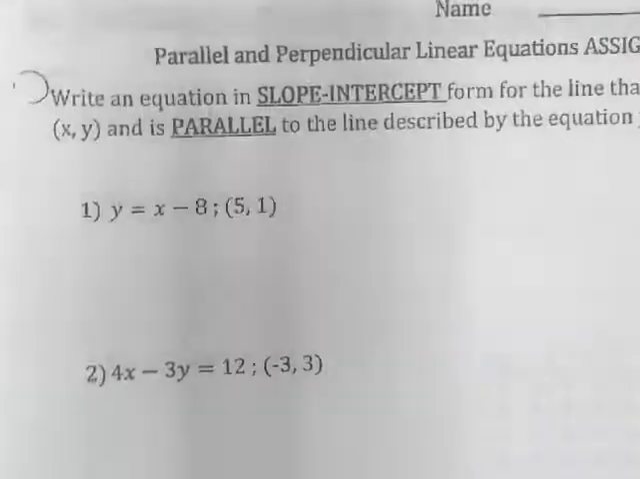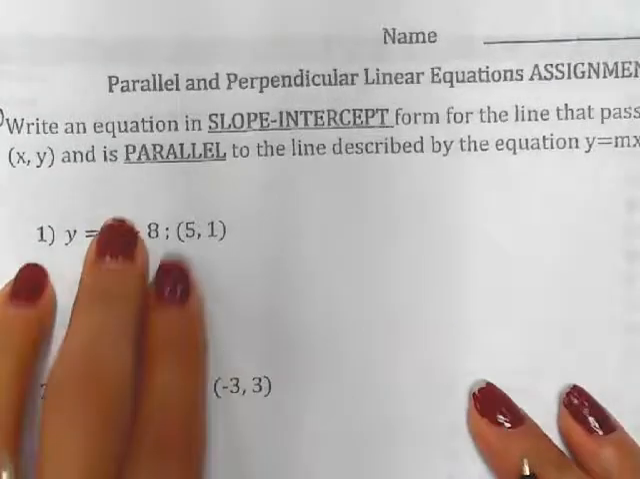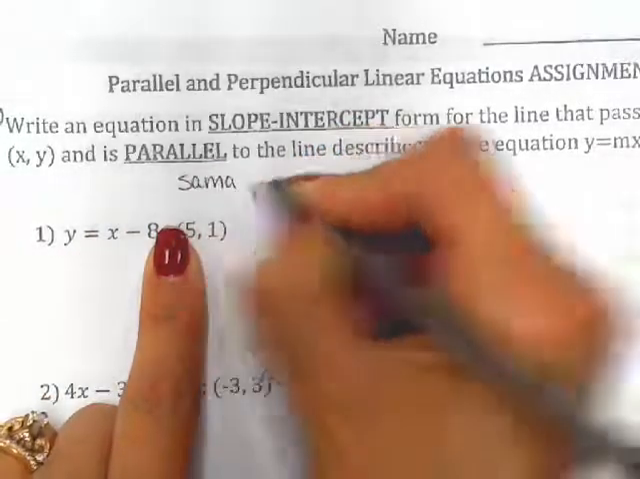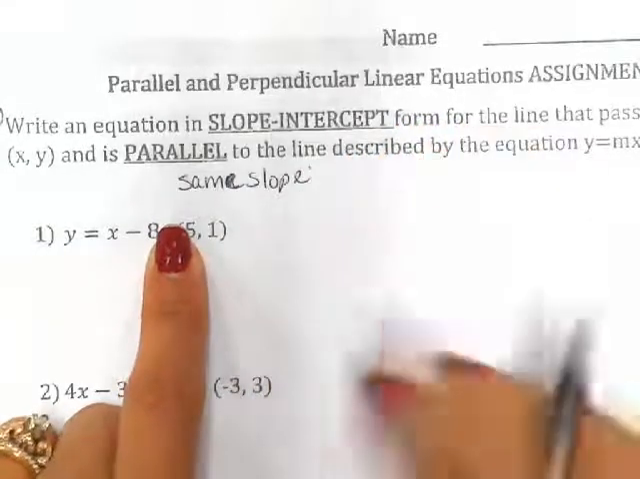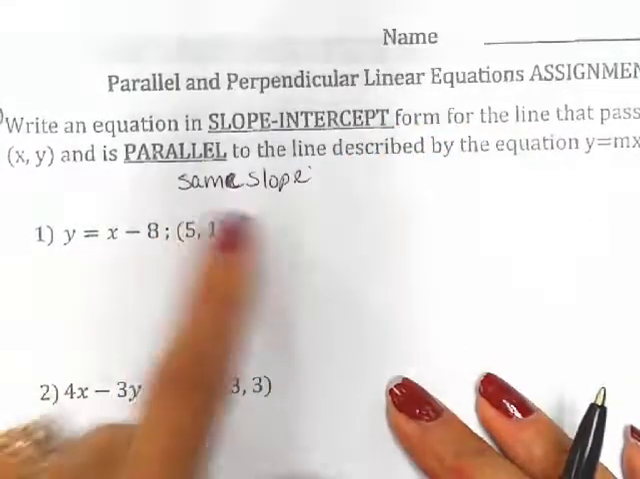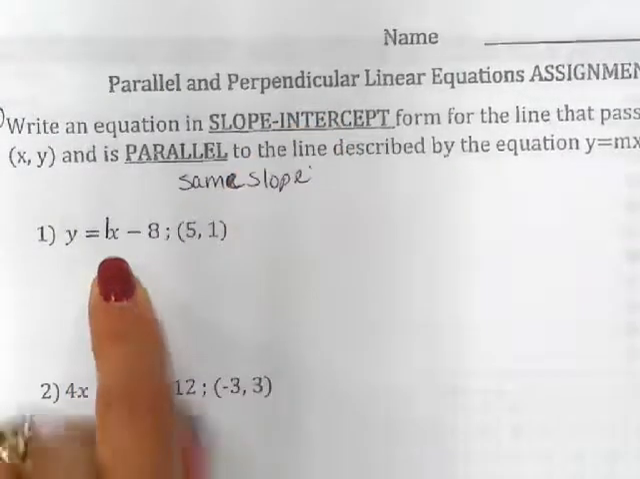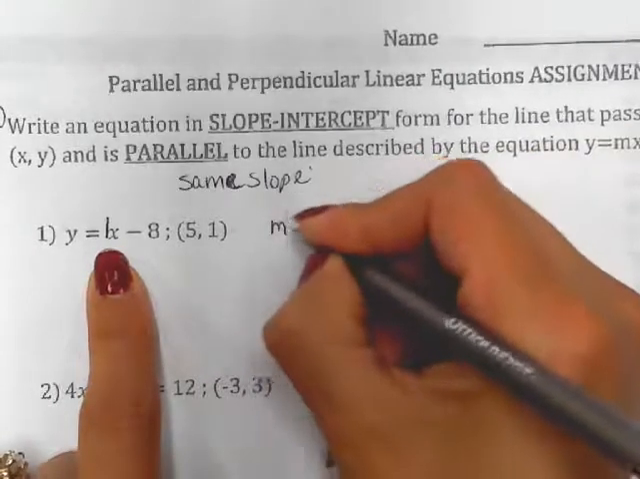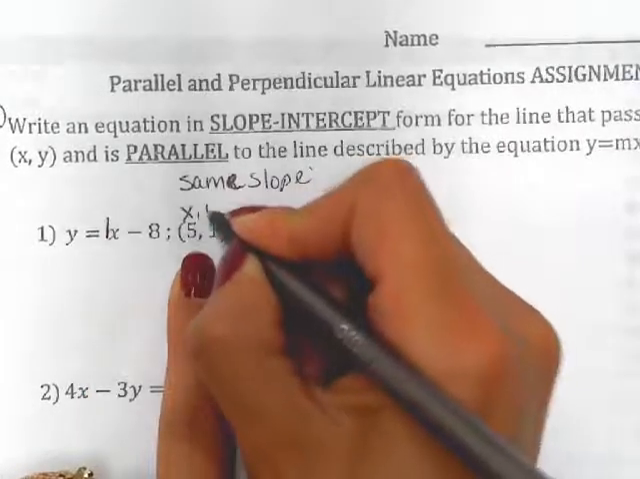The next paper I handed back today was parallel and perpendicular. The first slide was parallel, where we know that the slopes have to be the same slope. If they're parallel, they have to have the exact same slope. So number 1 is easy. You see that there's nothing in front of the x, so my slope is 1. So then m equals 1. And they give me a point, so this must be my x1 and y1.